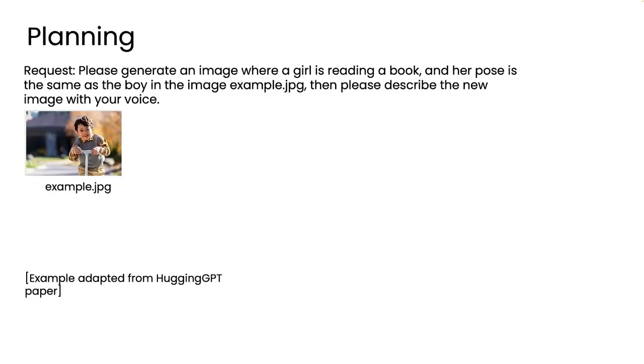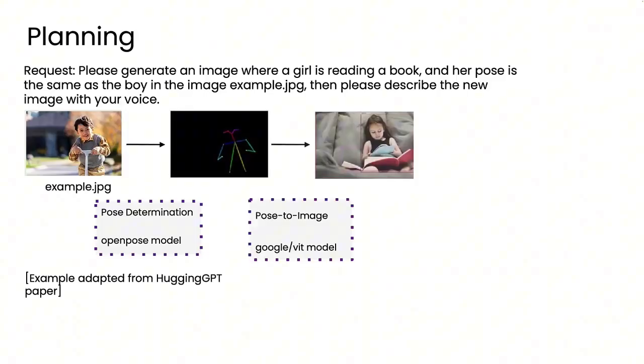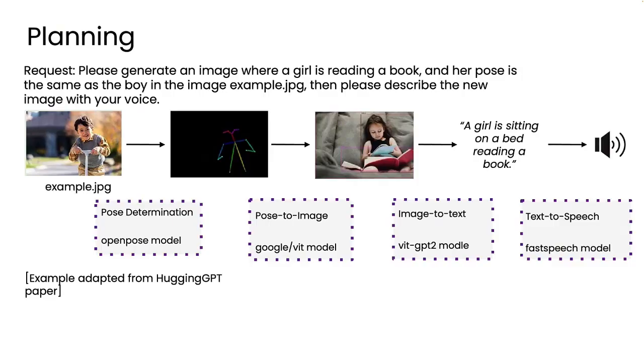The third of the four design patterns is planning. This is an example from a paper called HuggingGPT, in which if you ask a system to please generate an image where a girl is reading a book and the pose is the same as the boy in the image, then please describe the new image in your voice. Then a model can automatically decide that to carry out this task, it first needs to find a pose determination model to figure out the pose of the boy, then a pose-to-image model to generate a picture of a girl, then image to text, and then finally text to speech.